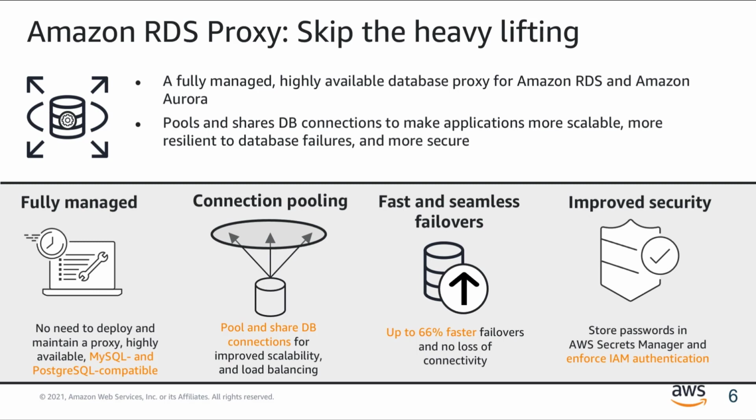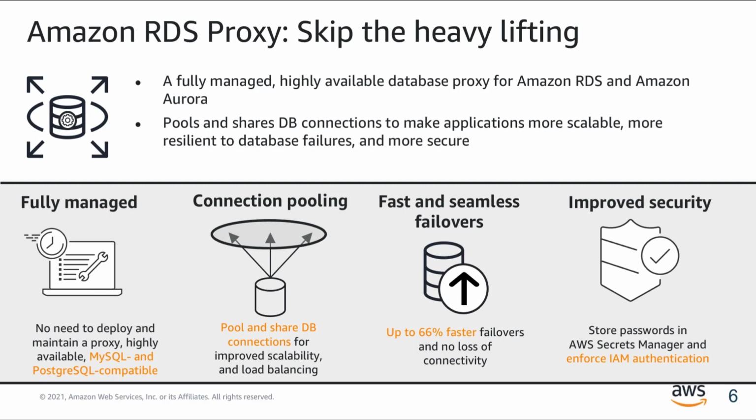The second key feature is fast and seamless failover. As you might know, failover in Aurora is very fast. It typically takes less than 30 seconds. And during this process, all the application connections get dropped because the DB instance will go through a reboot. So the application will have to reestablish the connection to the backend database again.